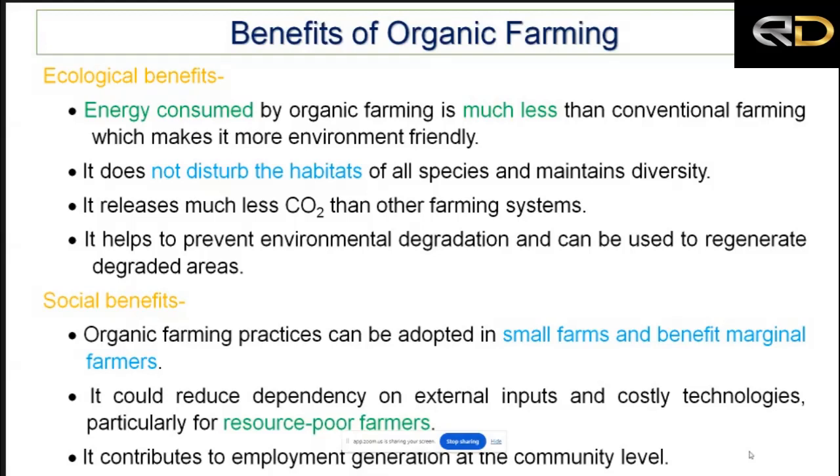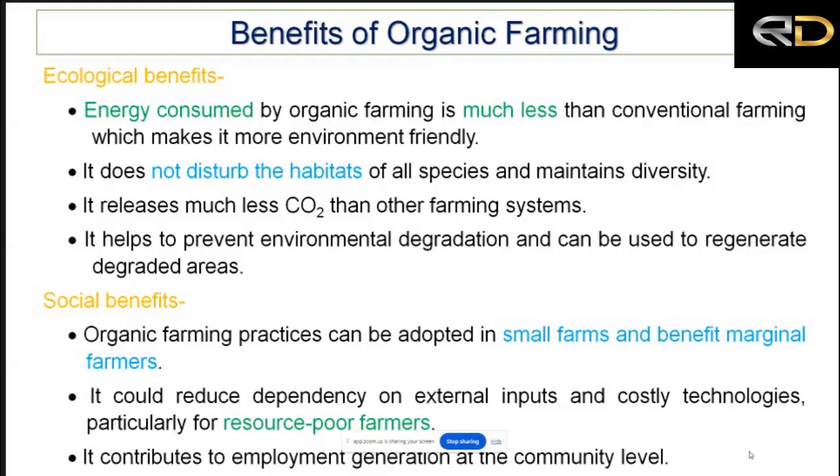Then another one is social benefits. With intensive or conventional farming, we produce in very high bulk amounts, and to produce that amount we give large efforts. So small and marginal farmers are not able to participate in such highly intensive agricultural production. Here we get the benefit from organic farming: they can also start from a small area.